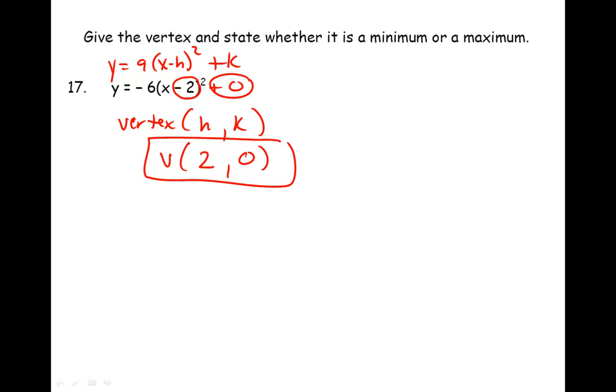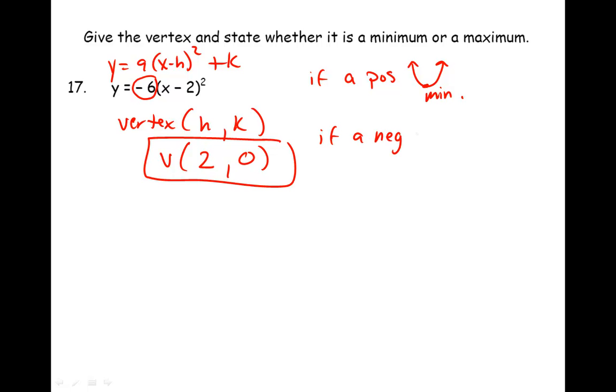Now we need to state whether there's a minimum or maximum. For minimum or maximum, we need to look at this value that's in front of the parentheses. That's called our a value. If a is positive, then that means our parabola opens up. If our parabola opens up, it means that we have a minimum. If our a value is negative, which in this case it is, it means that our parabola opens down. And if our parabola opens down, it means we have a maximum value. So in this particular equation, our vertex is 2, 0. And since our a value is equal to negative 6, it means that our parabola opens down. And we have a maximum value.